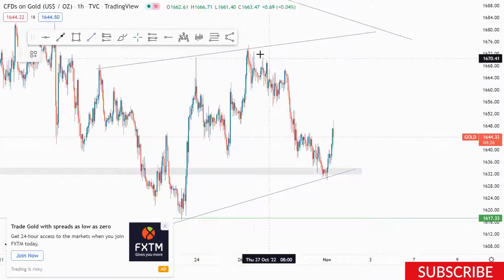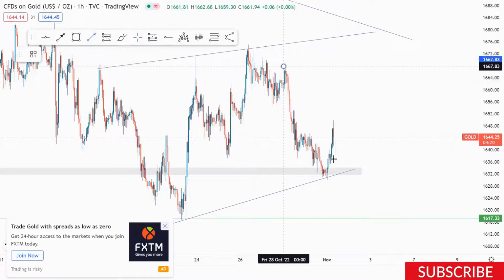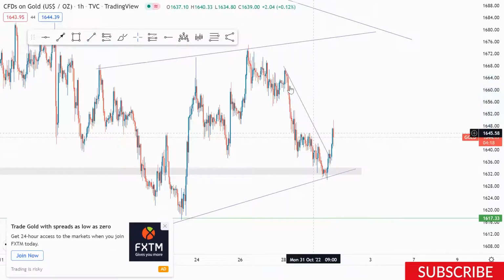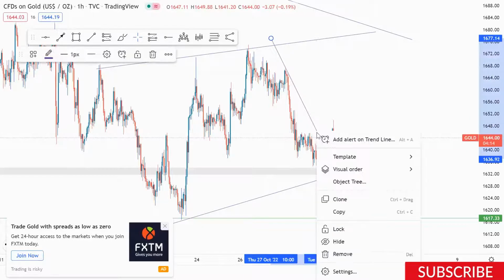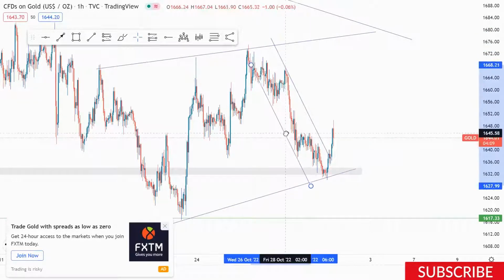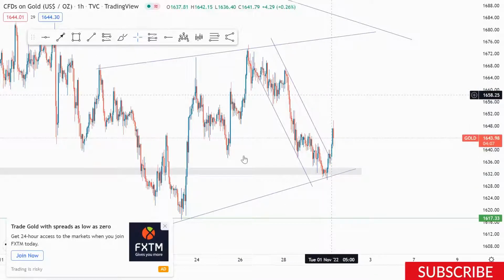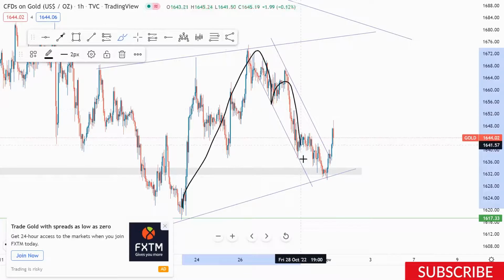Okay, we then have, no, it doesn't make sense. So this is what we have. I would rather draw it like that. Okay, and then we can clone it. And then, yeah, this is what we have overall, meaning that if this is an impulse move, so this is a correction.